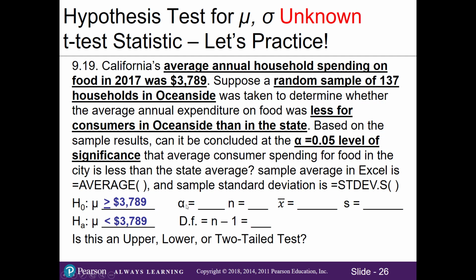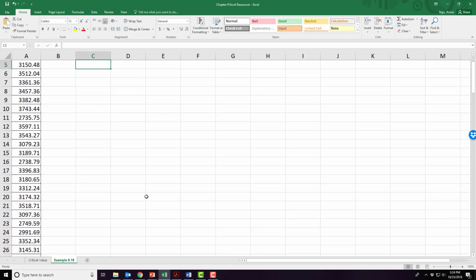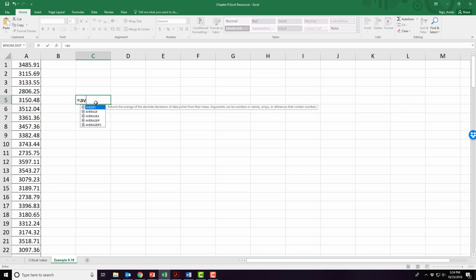Finding all the pieces we need, our alpha is 0.05. Our sample size is the 137 households in Oceanside. Our sample mean we will get using Excel, as well as our sample standard deviation. So I'll go ahead and zoom in so you can see better. To get the average, I'll do equals average. And actually, I can just select the whole column, or you can highlight all the cells.